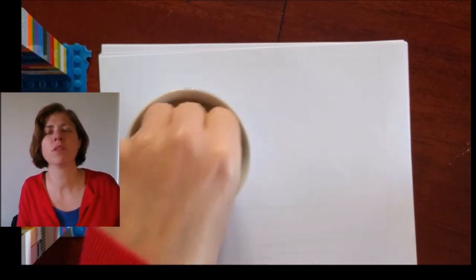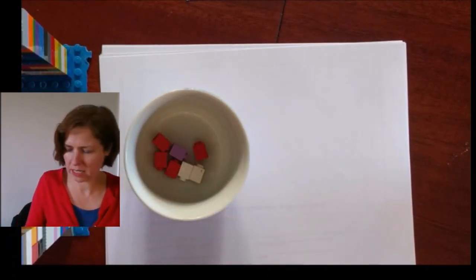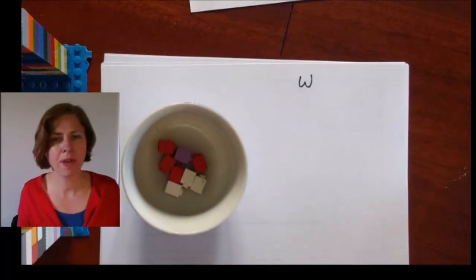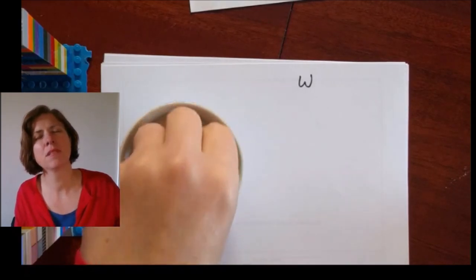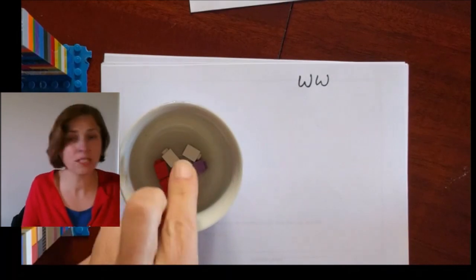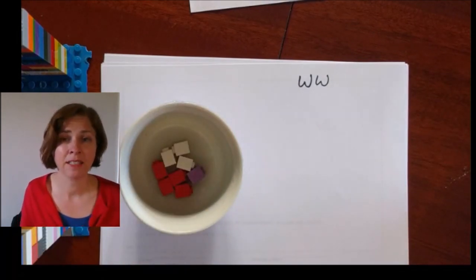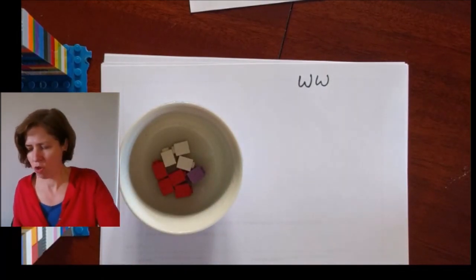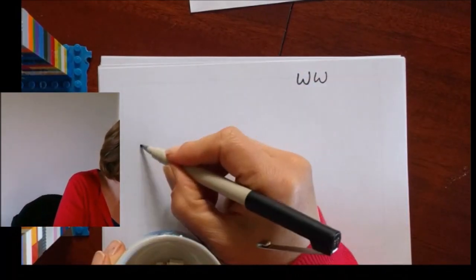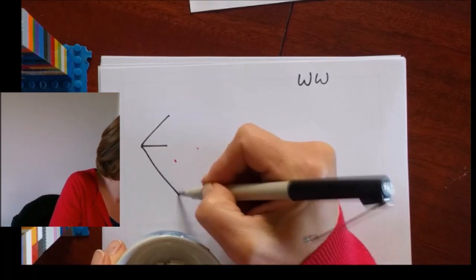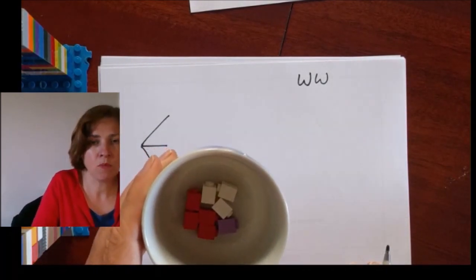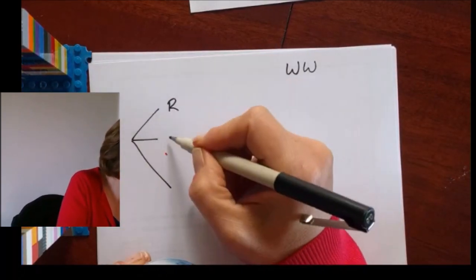First time, I'm going to pull out a white, put it back. Second time, mix them up, I pull out another white. All right, let's work out the probability of this happening. This time there are going to be 3 branches on our tree for my first step. 1, 2, 3, because there are 3 different things that can happen. It could be red, it could be white, or it could be purple.